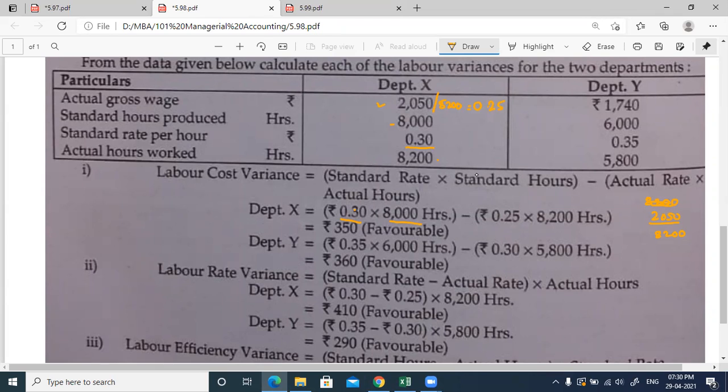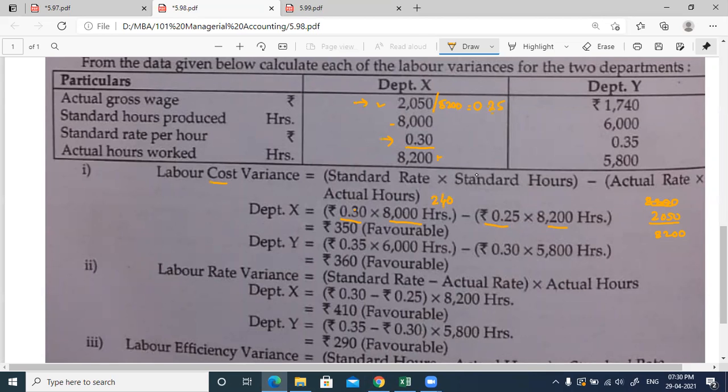Actual per hour is 0.25. So this 0.25 is taken here. So 0.25 per hour into actual hours worked, 8,200. So for department X, if you talk about labor cost variance, it is standard rate into standard hours minus actual rate into actual hours. So standard rate is 30 paise into 8,000, that is 2,400.